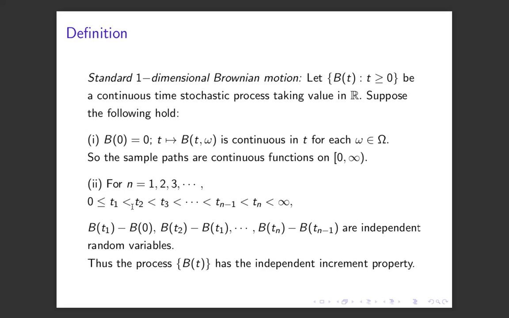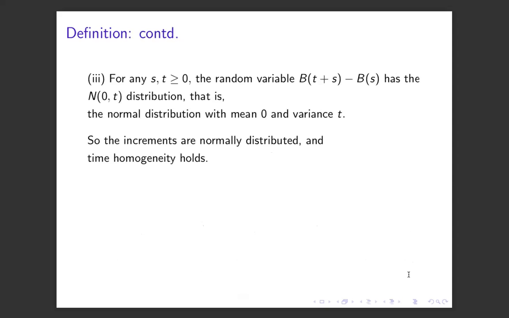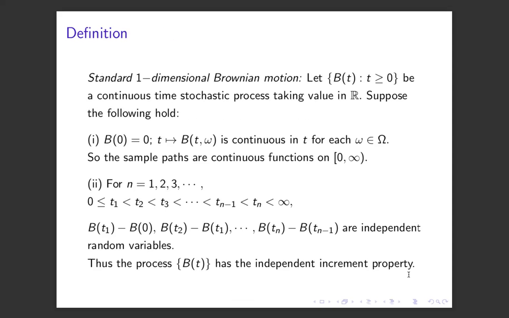And if you take disjoint time intervals, let's say t1, t2, t3, and so on, then you take the net displacement in each of these subintervals, Bt1 minus B0, Bt2 minus Bt1, Btn minus Btn-1, they are all independent random variables. So the process has the independent increment property. If you want, please note it down.